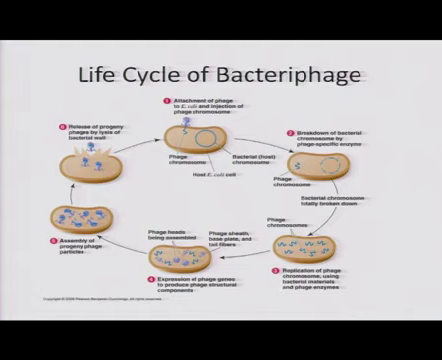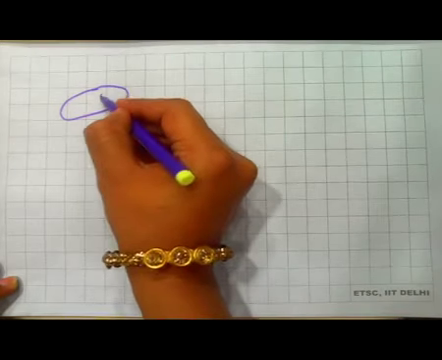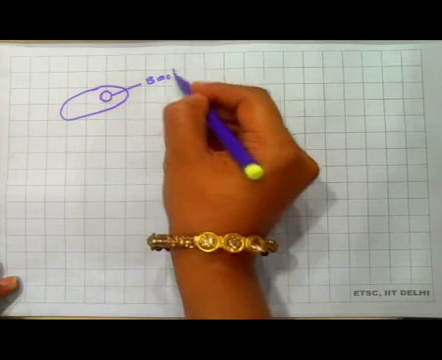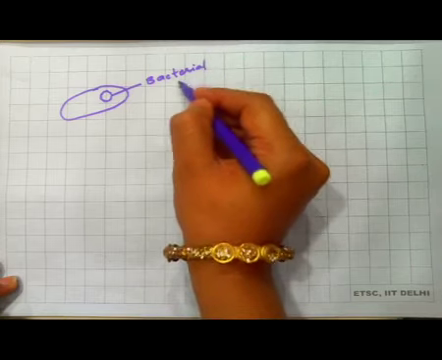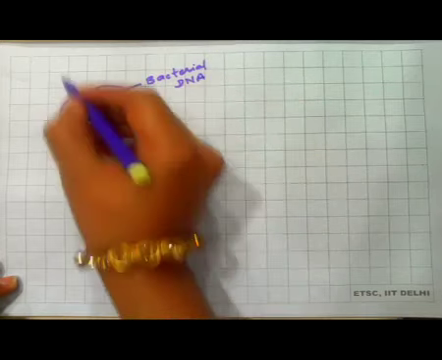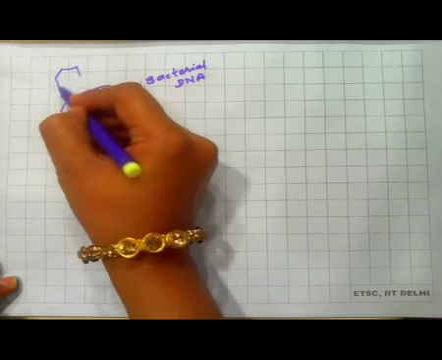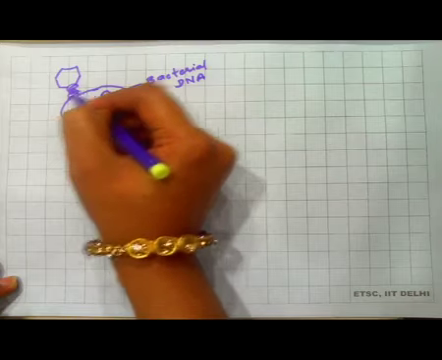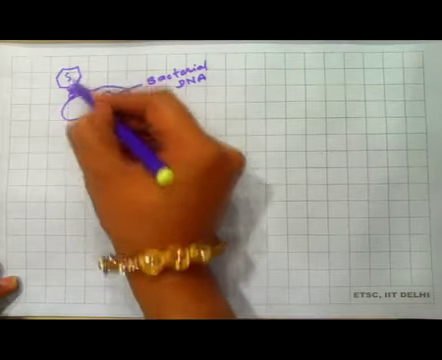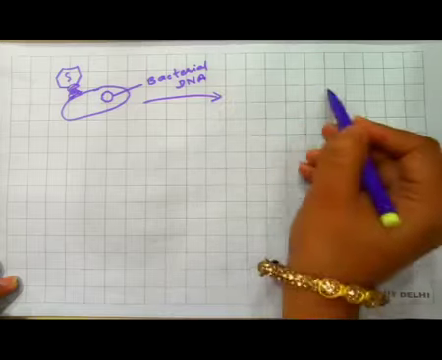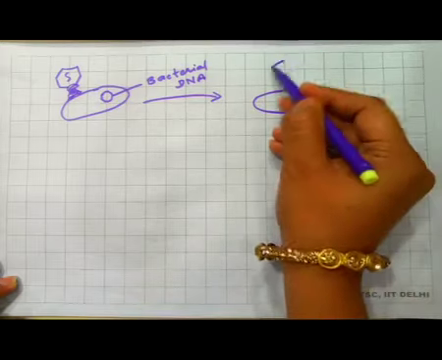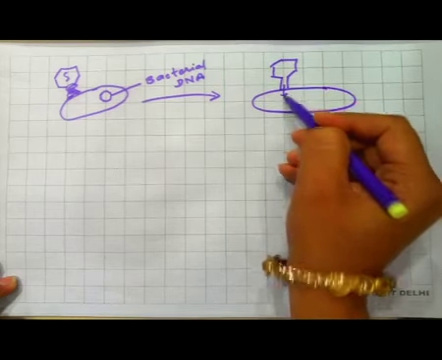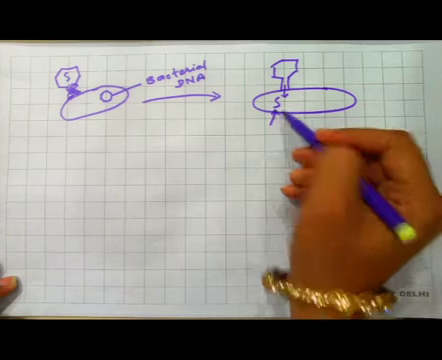Suppose this is a bacteria, and as we know bacteria have their own DNA. This is the bacterial DNA, and first of all the bacteriophage infects the bacteria with the help of its tail fiber and transfers its genetic material inside the bacteria. This is called phage DNA.